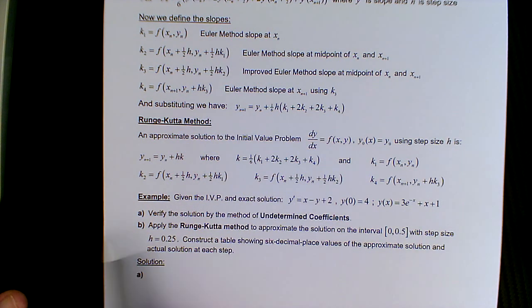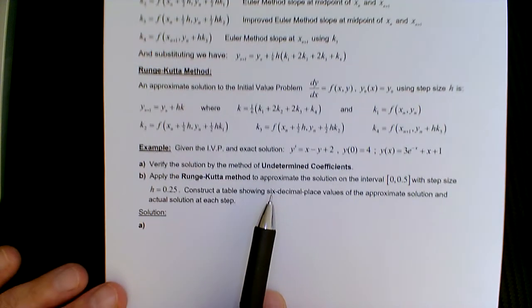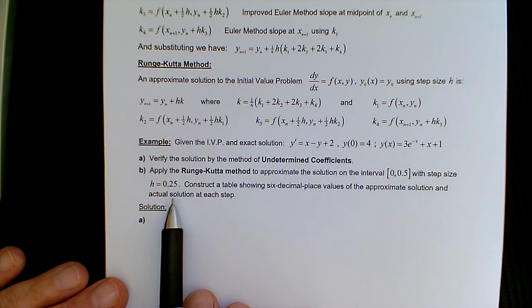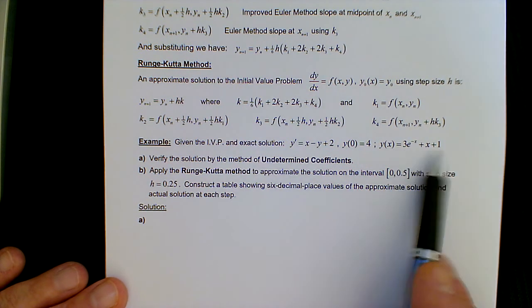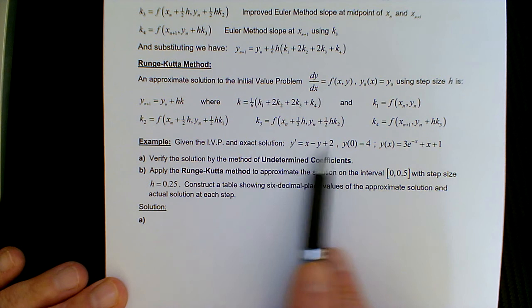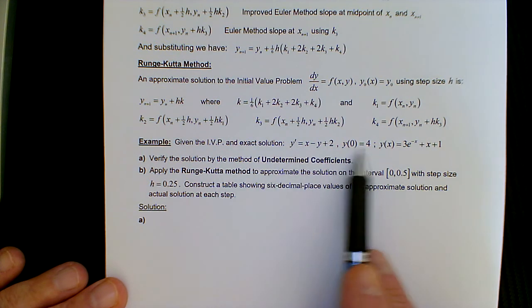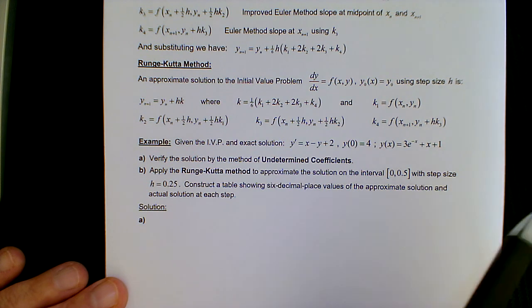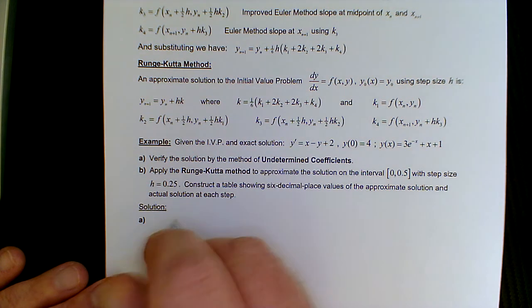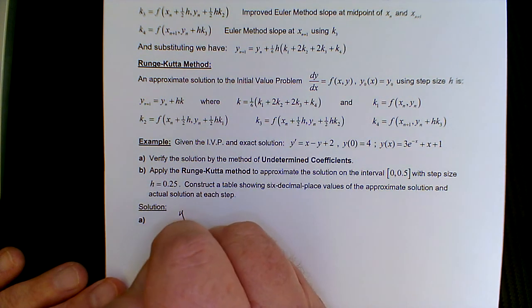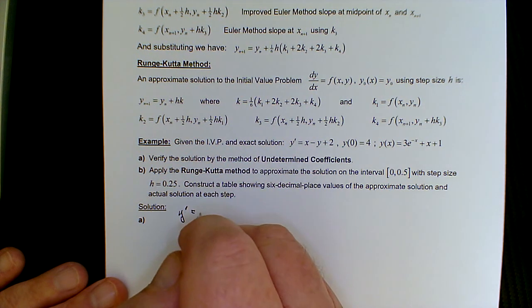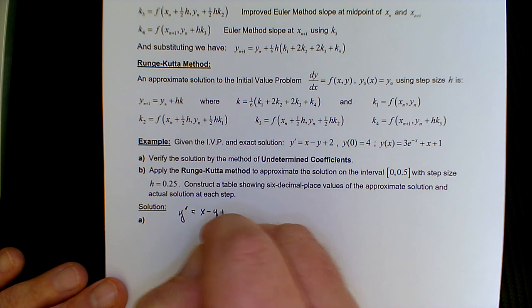So the first thing, as always, that I ask you to do on this exam is to solve by a method that we previously used and verify the exact solution. So here's the initial value problem, here's the initial condition, and here's our exact solution. We want to verify that by the method of undetermined coefficients. So we start with the given y prime equaling x minus y plus 2.